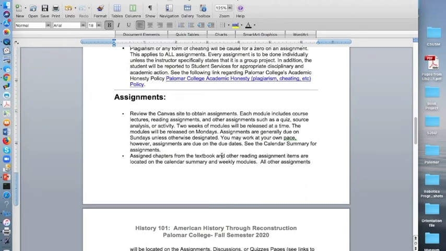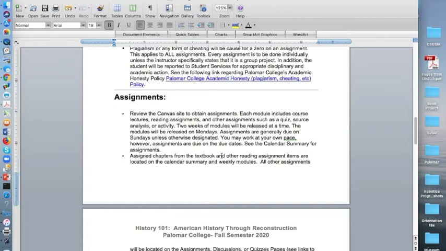Assignments. You will need to review the Canvas site to obtain assignments. Each module includes course lectures, reading assignments, and other assignments such as a quiz, source analysis, or an activity. Two weeks of modules will be released at a time. So if you'd like to work ahead, you may do so. The modules will be released on Mondays.